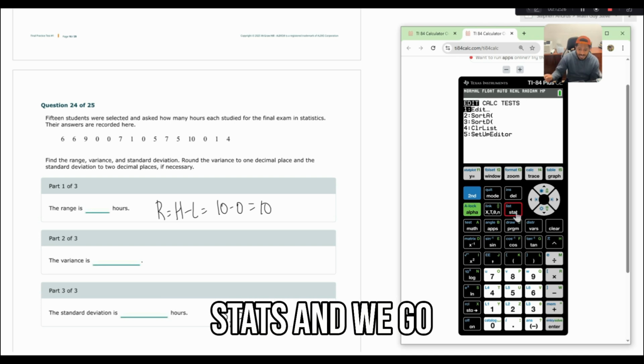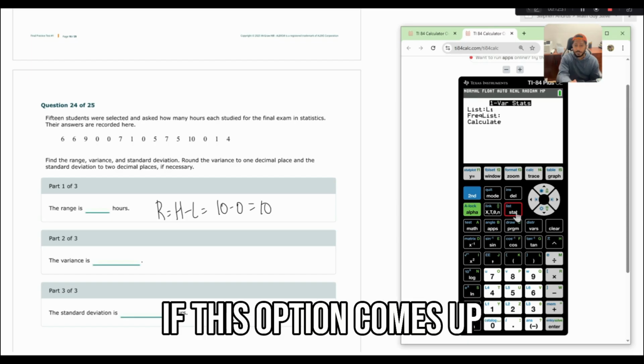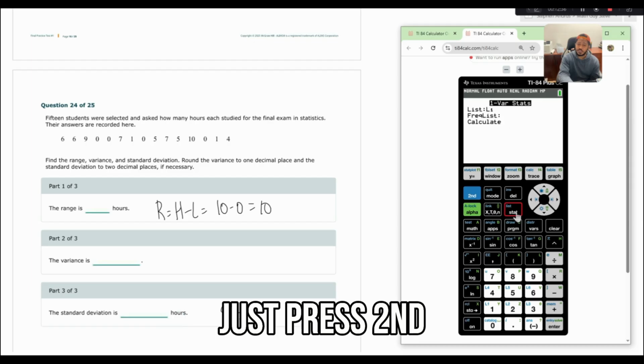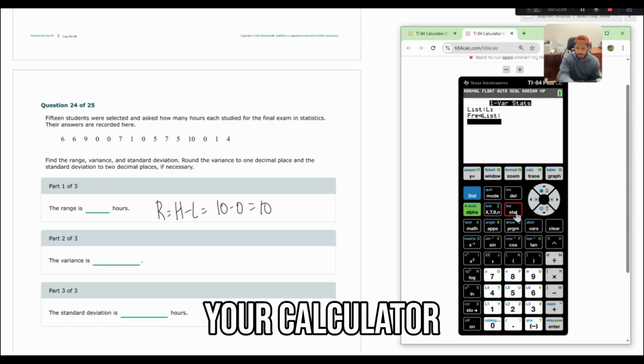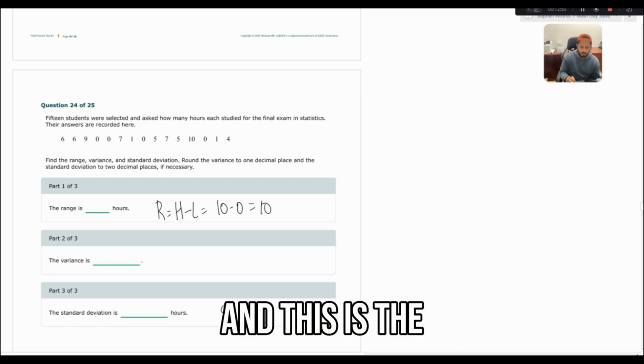Then we go to stats, and we go to calc, and one of our stats is what we're looking for. Again, if this option comes up, just leave it as list 1, and for frequency list, don't put anything. If this doesn't come up, just press second, the number 1 on your calculator. Now again, we're looking for that S sub x. So here 3.49 would be our standard deviation. This is the sample standard deviation.